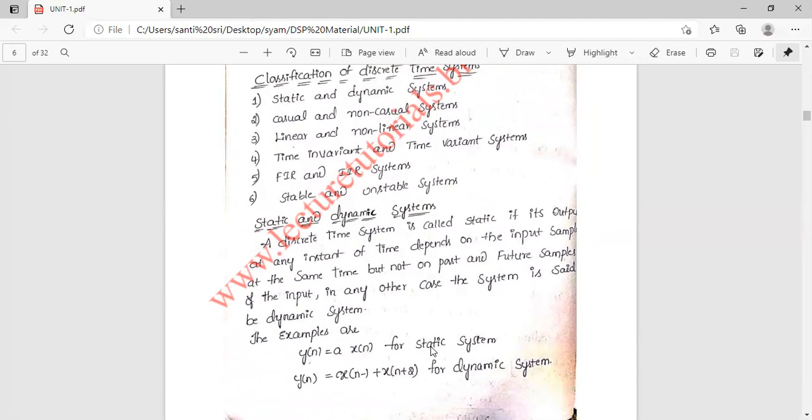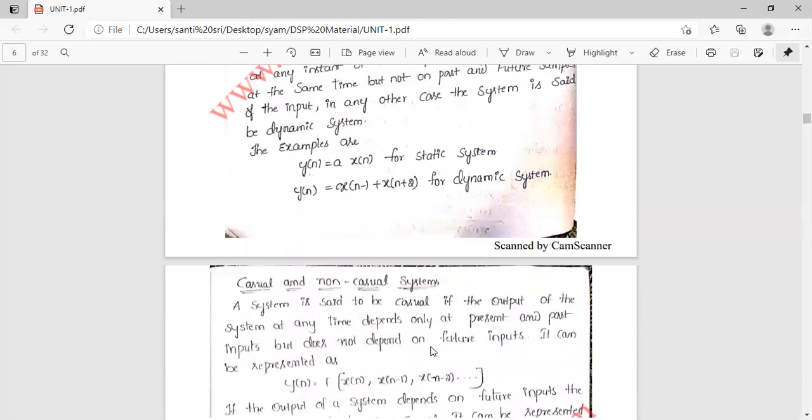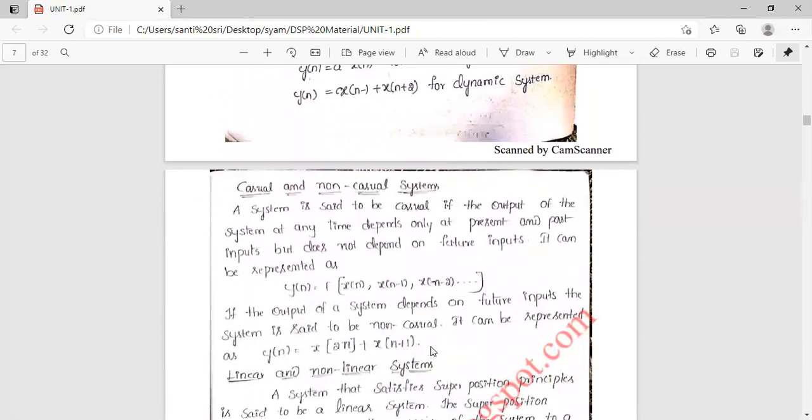Okay, that is y of n equal to a into x of n minus 1 plus x of n, like that. Next, causal and non-causal systems. Causal system means the output of the system at any time depends on present and past inputs. That is x of n, x of n minus 1, x of n minus 2. So present and past inputs. If it depends upon the future inputs, then we can say that it is a non-causal system.